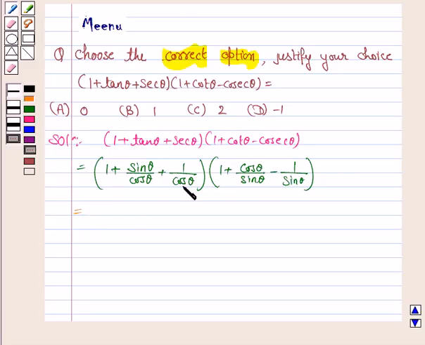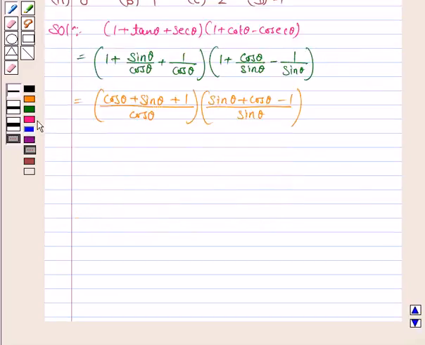This is again equal to, taking LCM in the first expression, the LCM would be cos θ. So we have cos θ plus sin θ plus 1 in the numerator upon cos θ. Again taking LCM, we have sin θ plus cos θ minus 1 upon sin θ. Now we combine sin θ plus cos θ here and sin θ plus cos θ here.